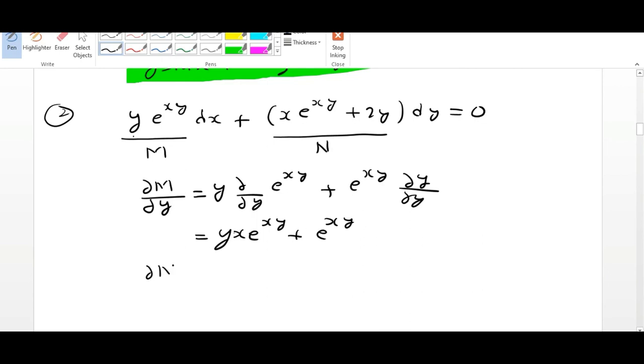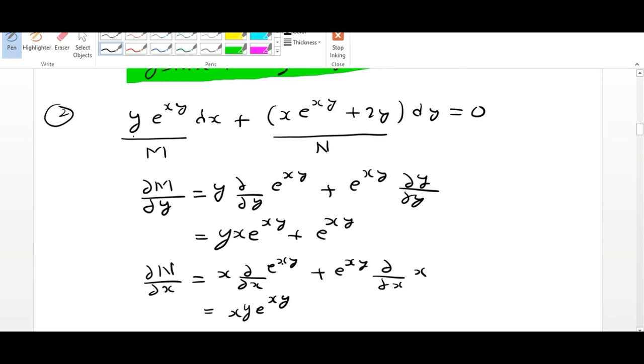Similarly, we will take ∂N/∂x. Now, what will be ∂N/∂x? Again, you have to apply u into v. So x, now it is ∂/∂x of e raised to power xy, then e raised to power xy, ∂/∂x of x. And 2y का derivative 0 हो जाएगा because we are taking partial derivative with respect to x. It means we will treat y as a constant. So, what are the values here? Now x into e raised to power xy. When we take the partial derivative with respect to x of xy, we will treat y as a constant and the partial derivative of x with respect to x will be 1. So you can find these partial derivatives.